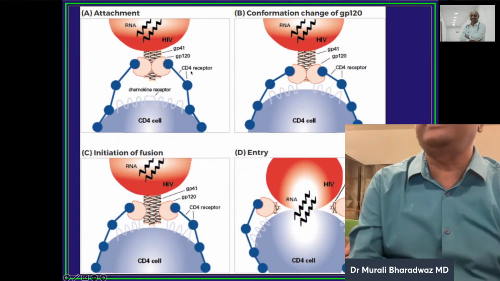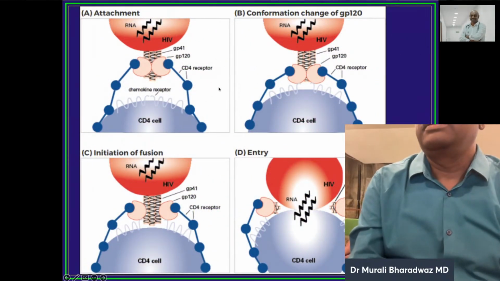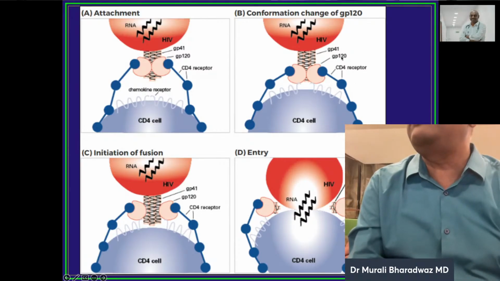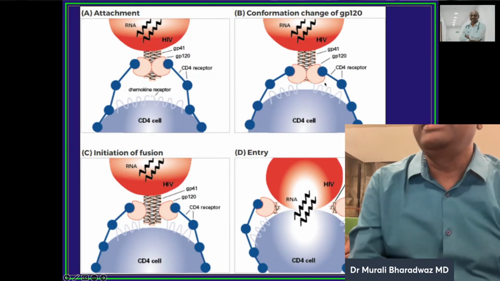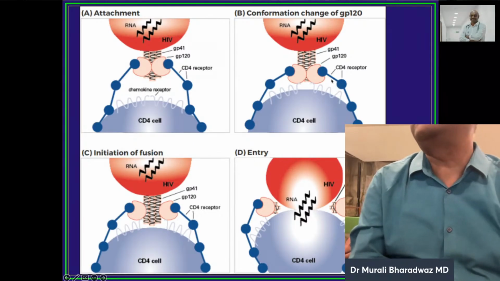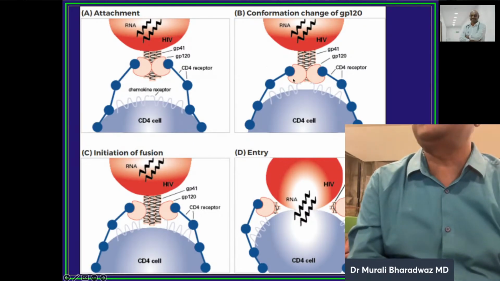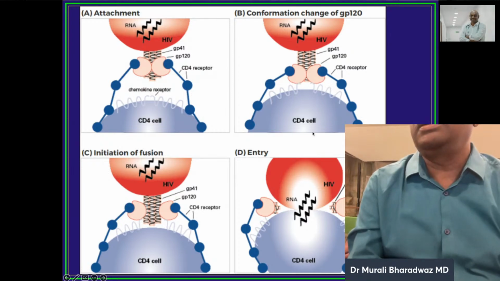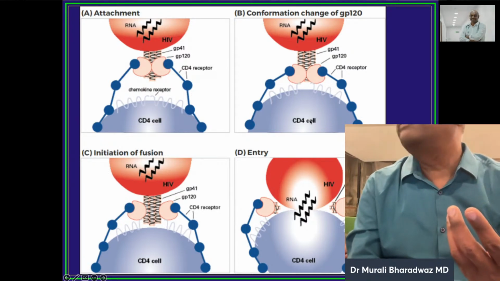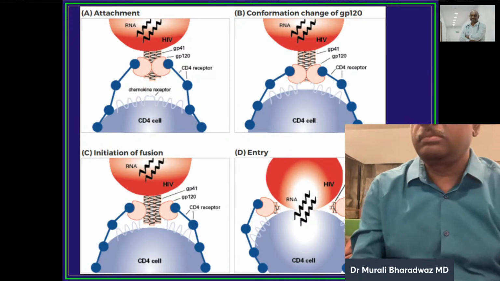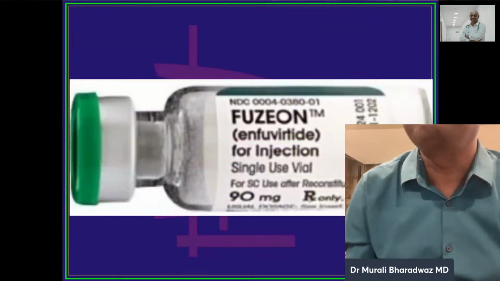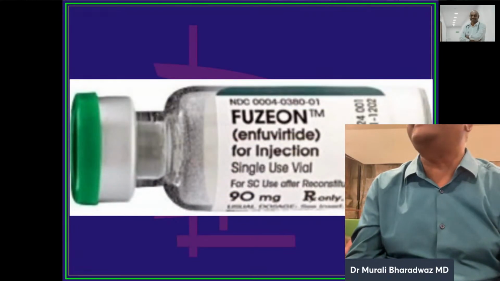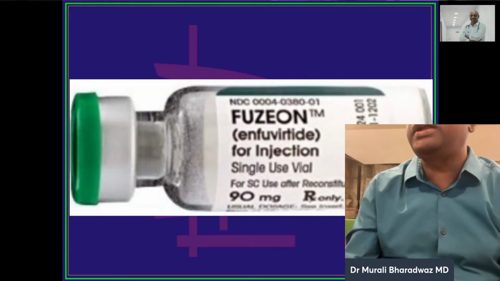So this is how you have the GP41, GP120 on the HIV virus. Then you have the CD4 and other things. So this is the prevention of fusion and entry. Okay, doc. Then this is enfuvirtide, which is used as an injection. It's called Fuzeon.